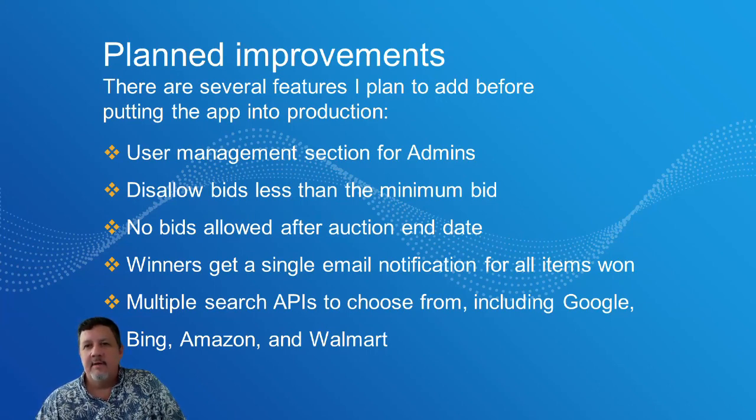I'd also like to hook up multiple APIs to search from. Sometimes the Google search is limited, so I'd like to include not only the Google search, but also one from Bing, Amazon, and Walmart. These are the biggest APIs for choosing pricing that they currently use when they're searching for items. So I thought that'd be a good plan to use those.